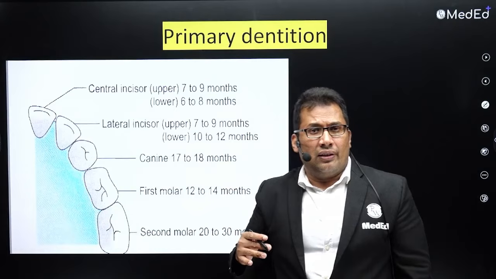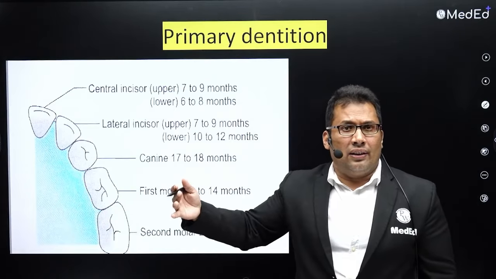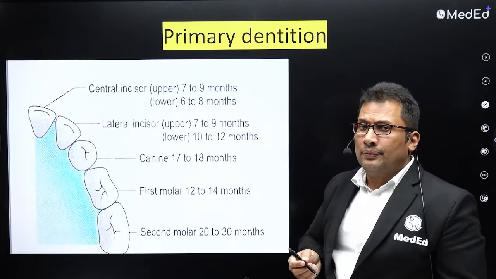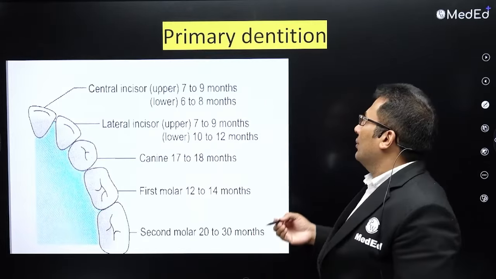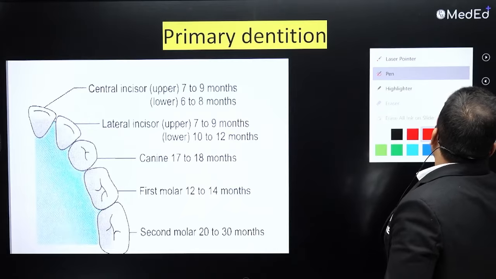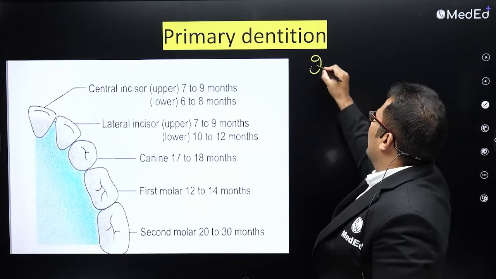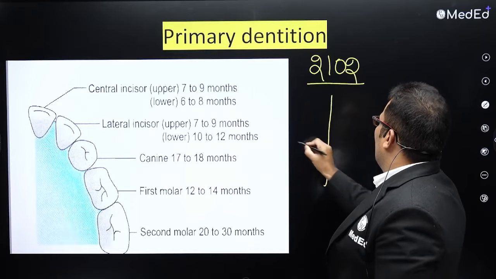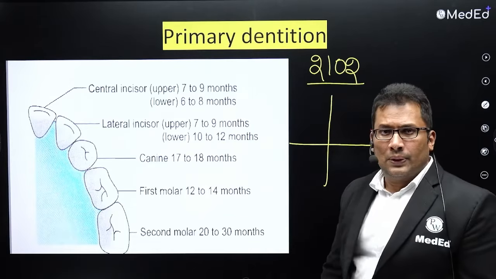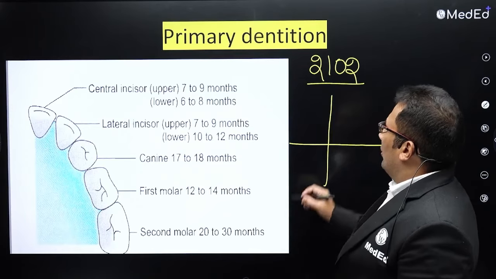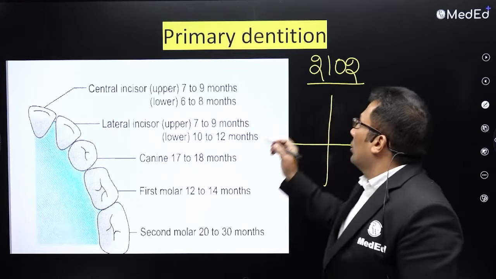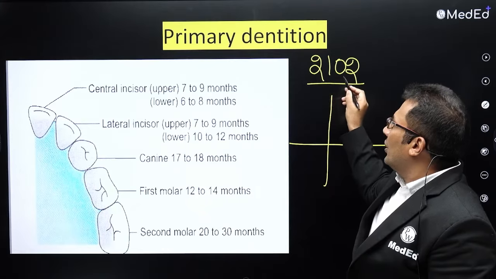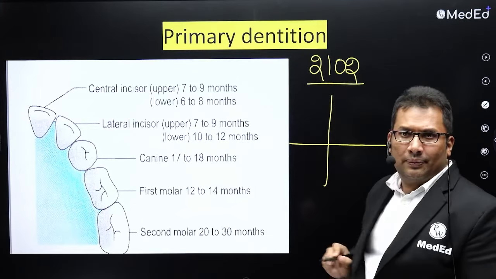Let's see what is the age of primary dentition. Then let's discuss the dental chart. Primary dentition, also known as temporary dentition. What is the formula? The formula is 2102. That is 2 incisors, 1 canine, 0 premolars, 2 molars.